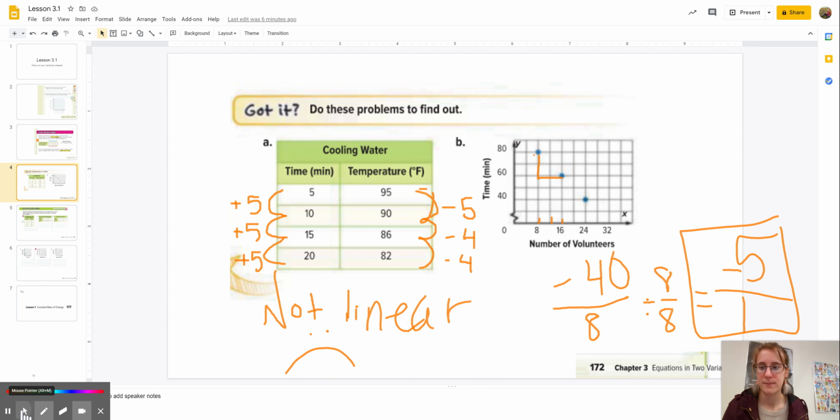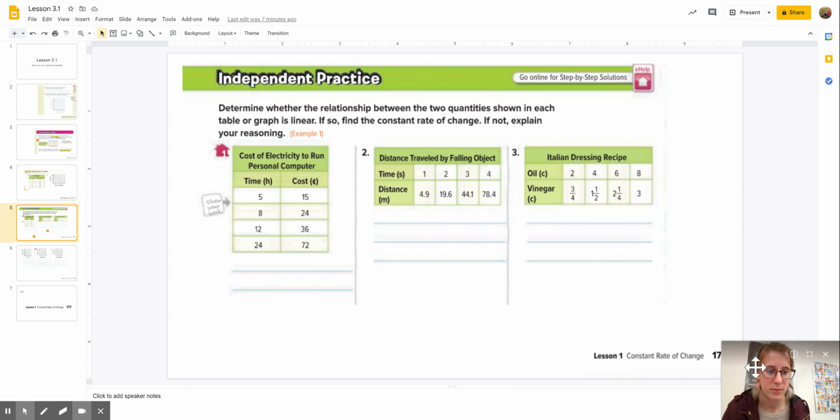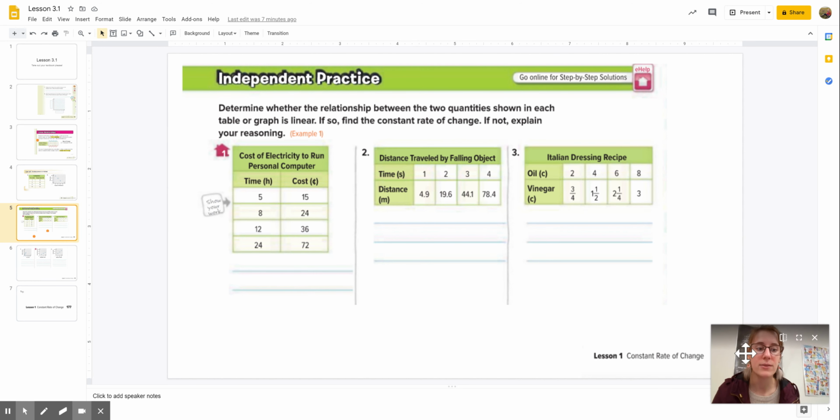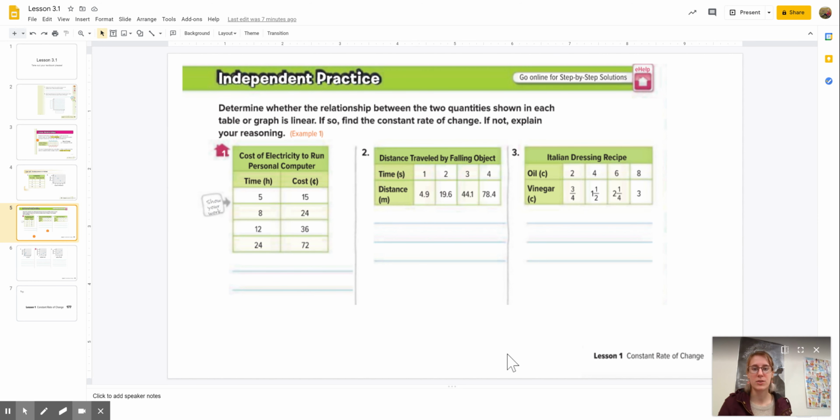Go ahead and flip to page 170, in this case we have 175. We're gonna try a couple more. So what you're gonna do is you're going to decide if they are linear. So you're gonna check every single change and make sure they're the same each time.